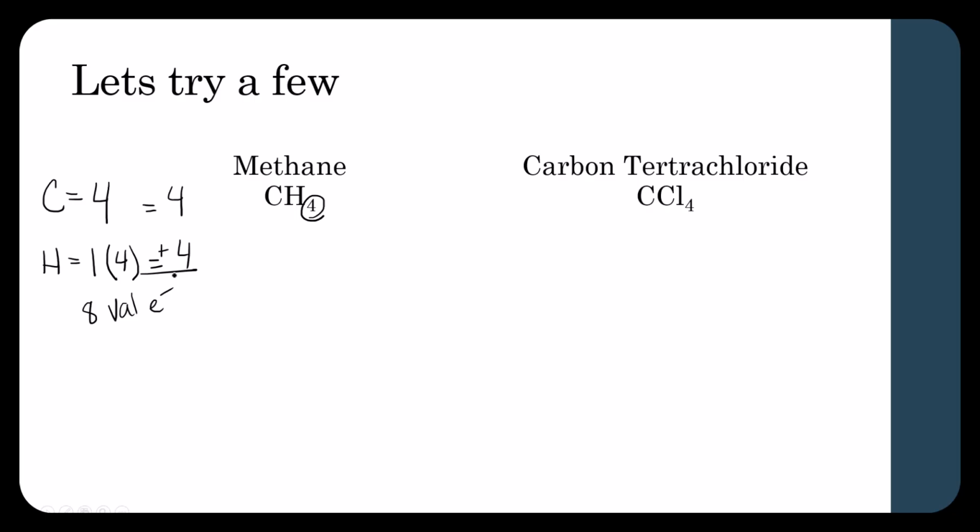Step number 2 is to put the skeletal structure onto the paper. So again, think symmetrical. I've got 1 carbon, I've got 4 hydrogens. So my carbon's going to be in the middle, and I'm going to have a hydrogen on each side of that imaginary box.